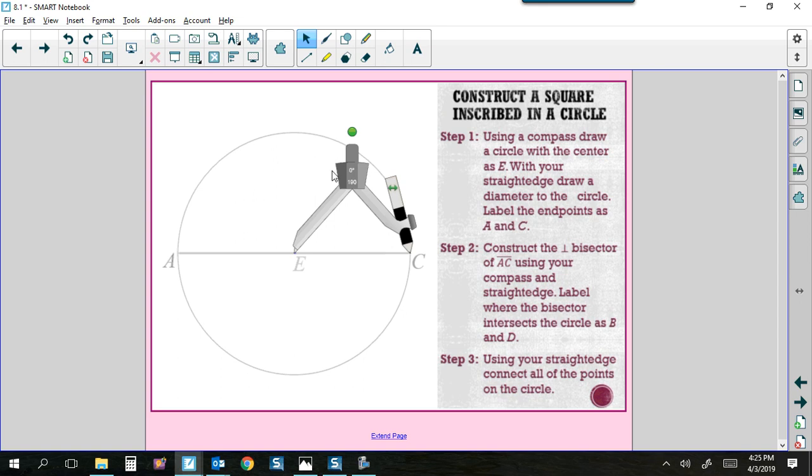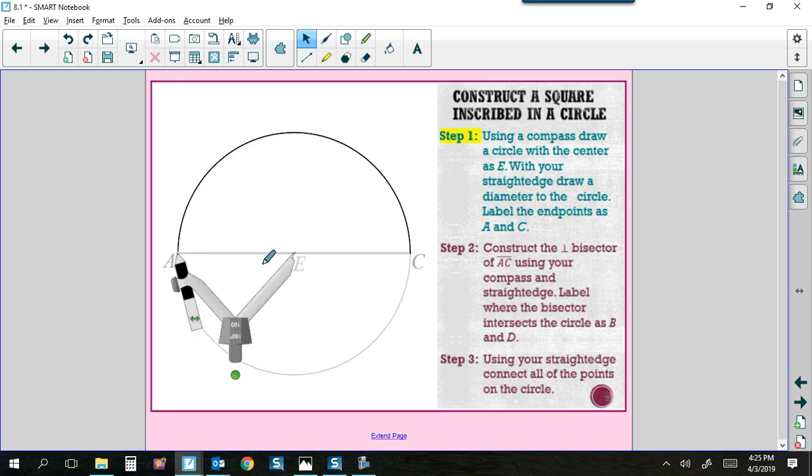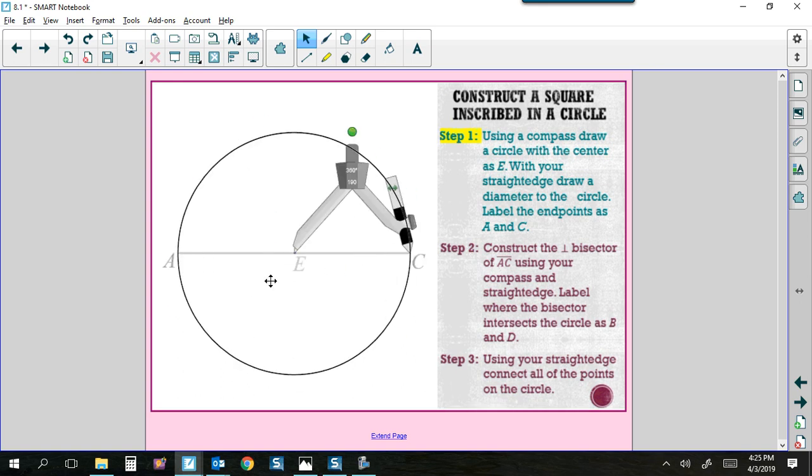So first step, draw a circle with your compass. We're going to name the center E. And then with your straight edge, you're going to draw your diameter. I'm going to name it AC. Again, I chose to go horizontal for my diameter. So we're going to trace the circle that's on our notes. And then with our straight edge, we're going to darken that diameter.